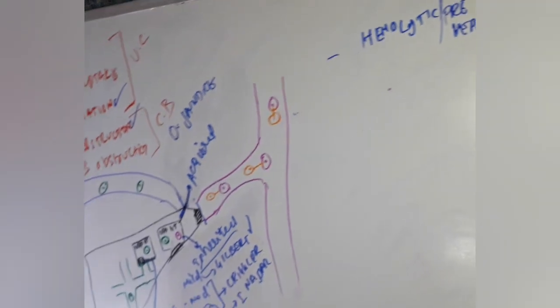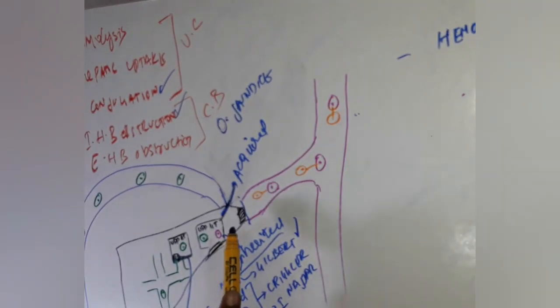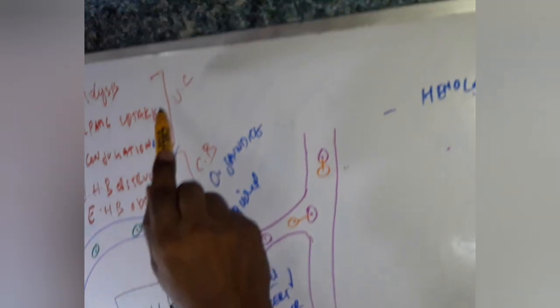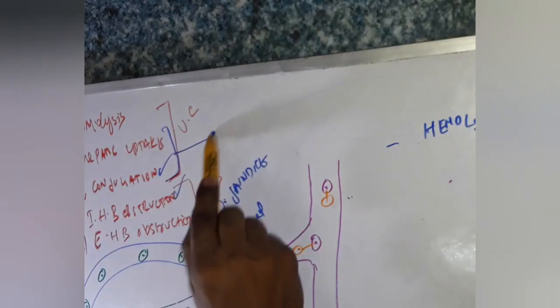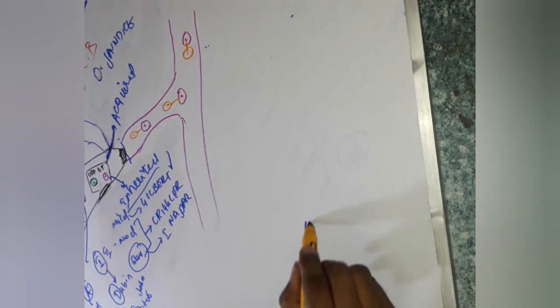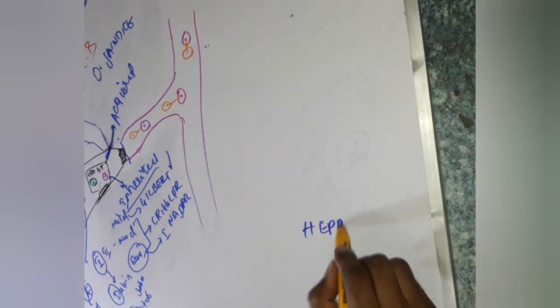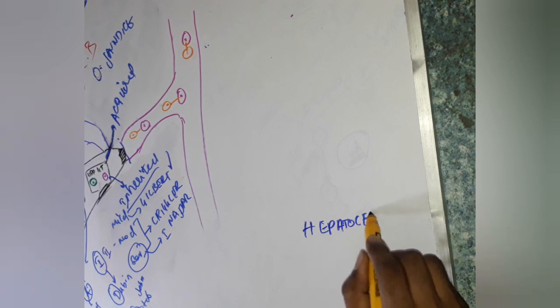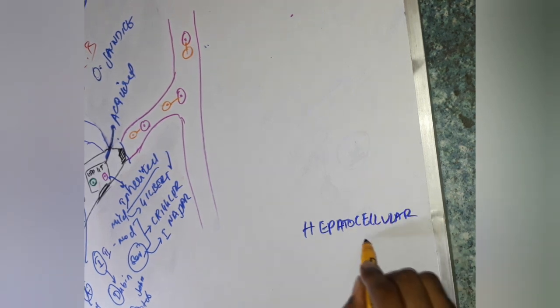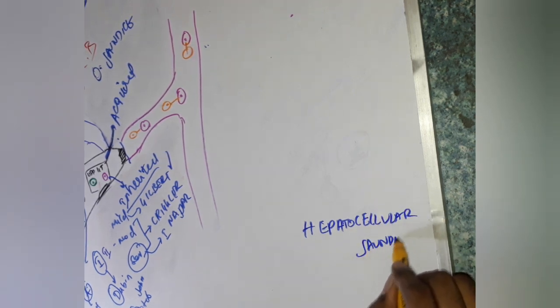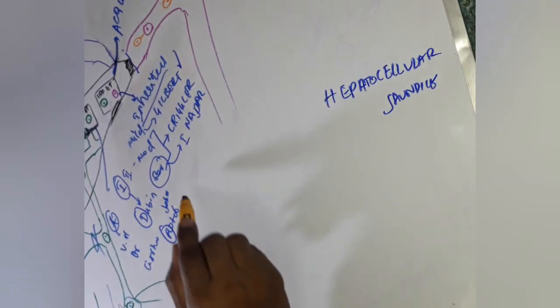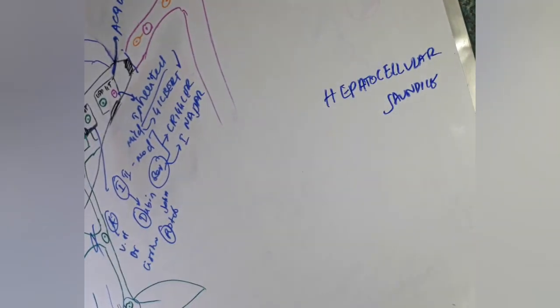Now what if there is a decreased hepatic uptake or decreased conjugation? These two I call hepatocellular jaundice. Okay, and this I am calling obstructive jaundice.